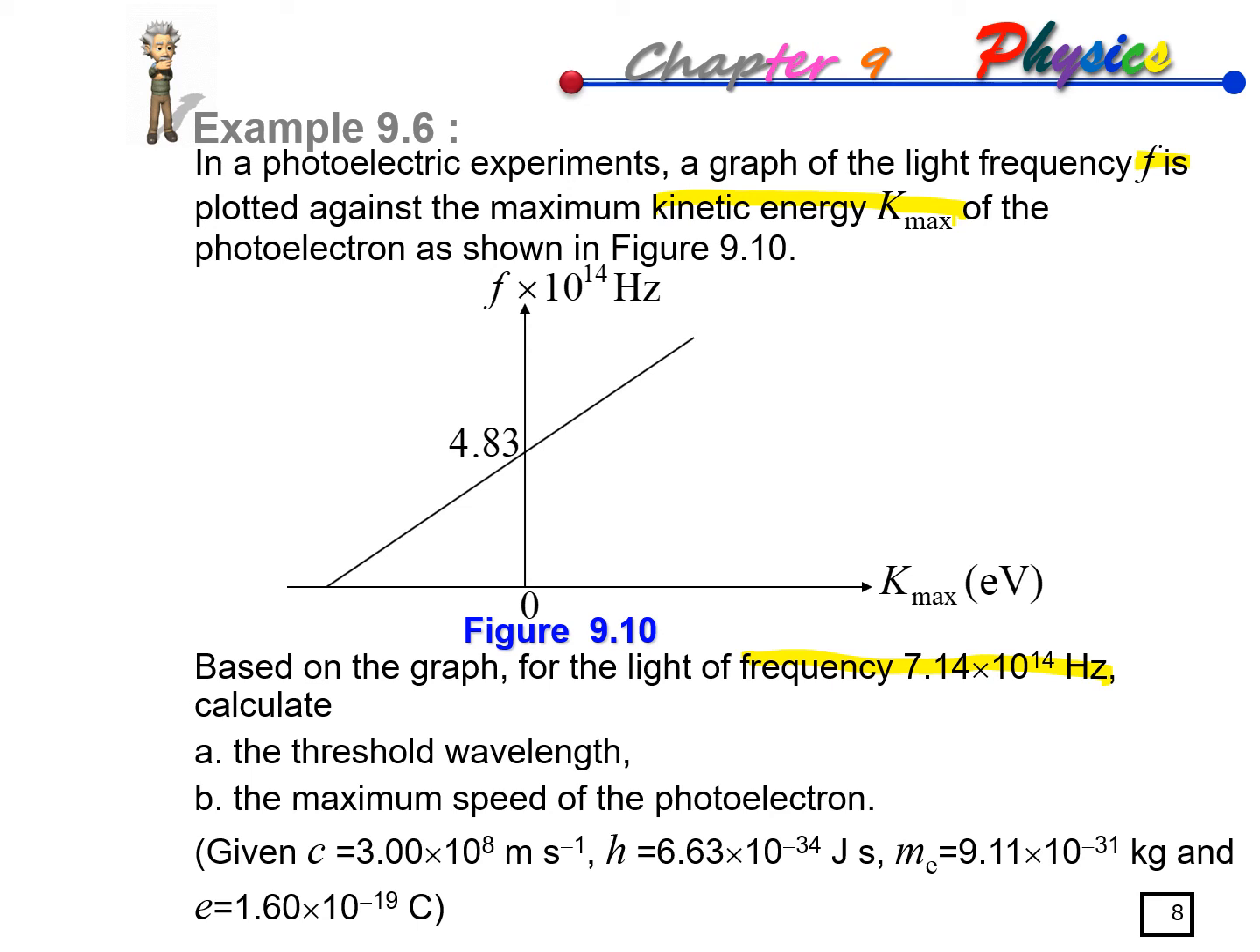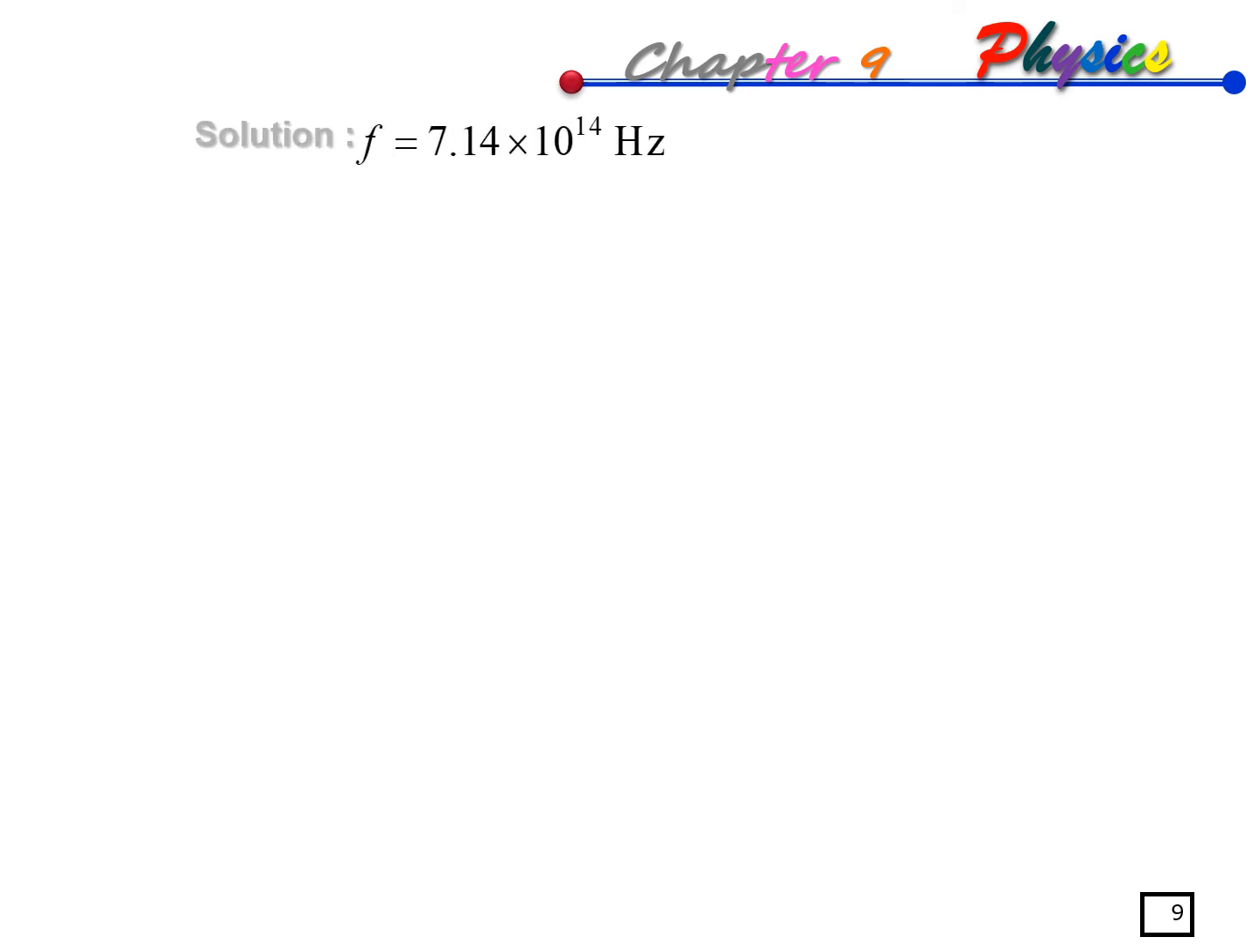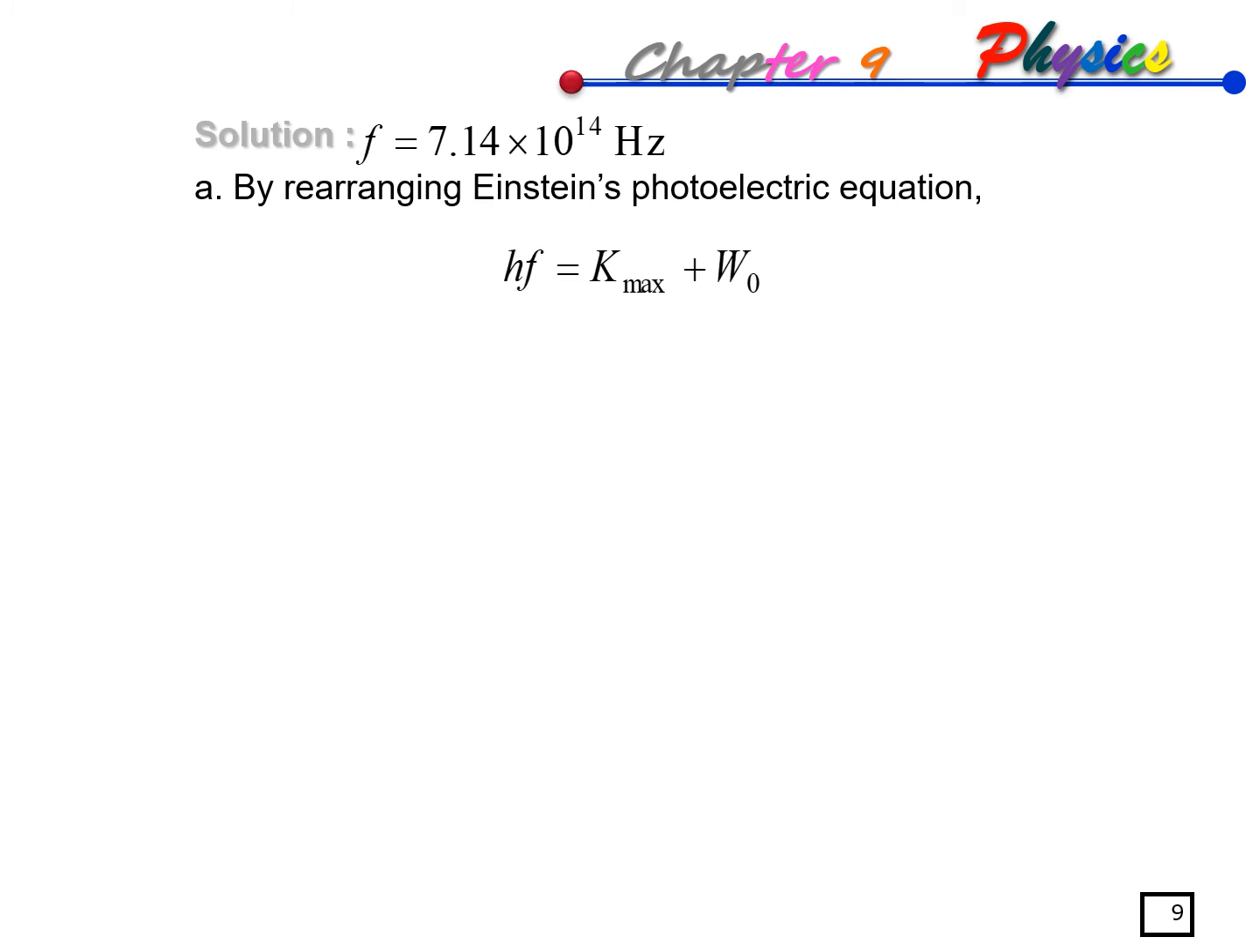Now here we have this intercept, and this value is given. Based on this, what we can do is analyze the graph. Now for the solution. If we rearrange, hf equals Kmax plus work function. Now we are plotting f versus K, so rearrange in terms of f versus K.